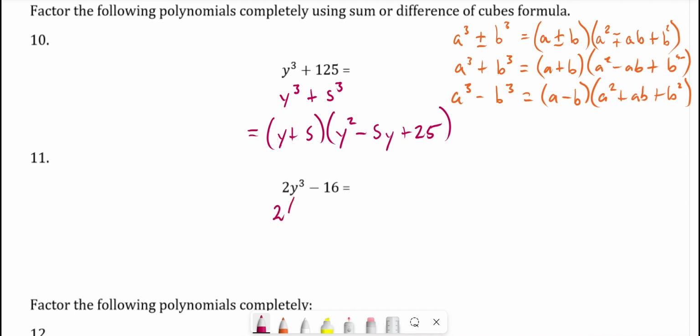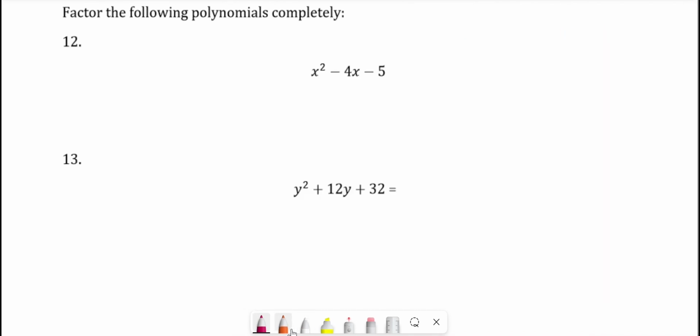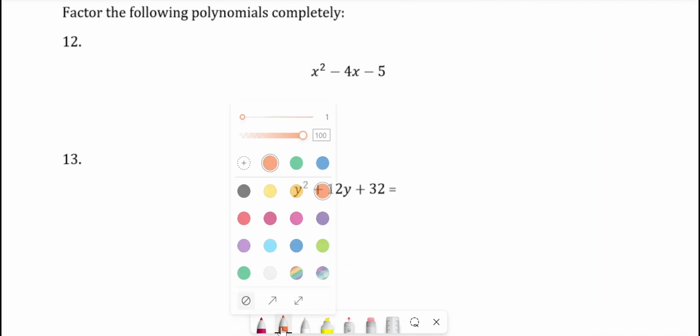This one, 2 is not a cube, nor is 16. But if I factor out the 2, then I wind up with a difference of cubes. 8 is 2 cubed. And so we could think about this as 2 times y minus 2 times y squared plus 2y plus 4. And that's really all that's necessary for doing sum and difference of cubes formulas. You have to have this formula on deck, and then you find out which your cubes are and plug them in appropriately.